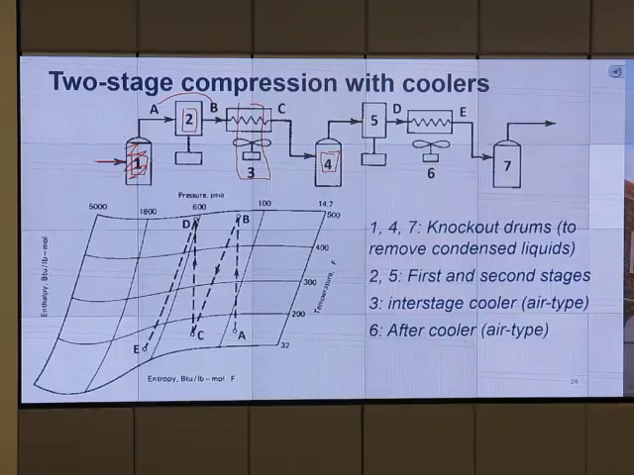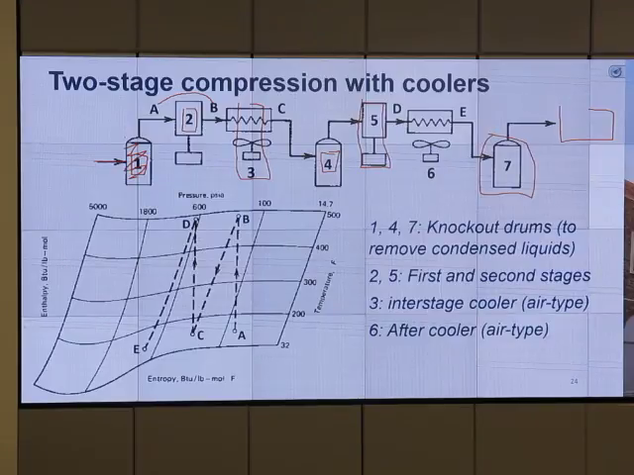Once we remove the liquid droplet, then we can compress it again. Number 5 is a reciprocating compressor. So we compress it again. When we compress it, we cool it again. We remove any droplet that condenses after the cooling, and then we are ready to go. Done. Okay, that is the diagram.